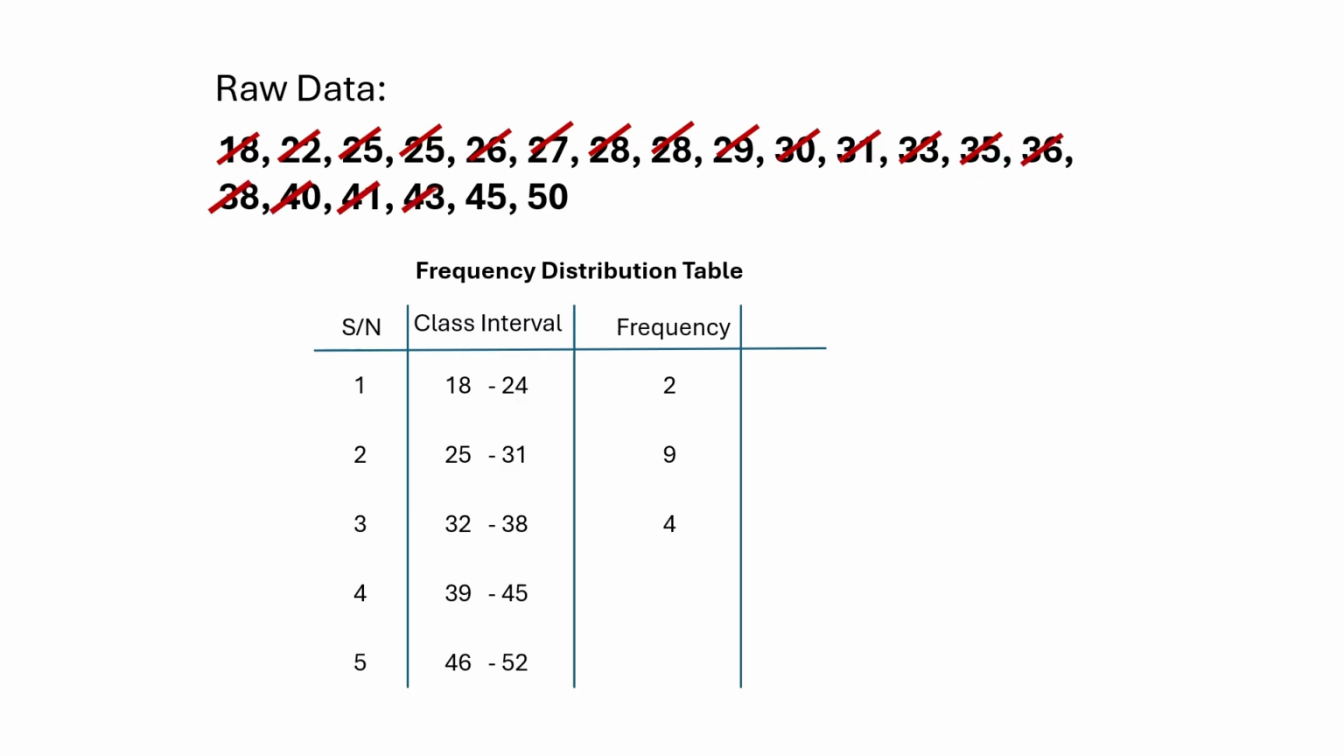And between 39 and 45, we have 4 values as well. And finally, we have 1 value between 46 and 52. All things being equal, the total number of values must match the sum of all frequencies. If not, there's an error in counting. Now that we have built our frequency distribution table, we can move on to visualization.